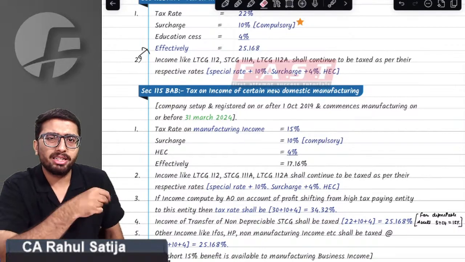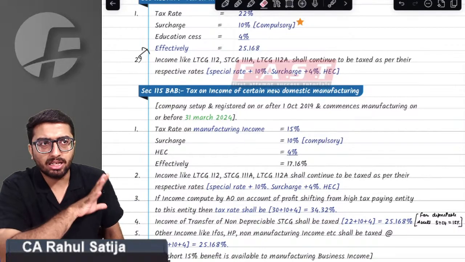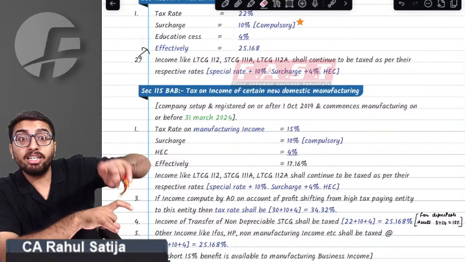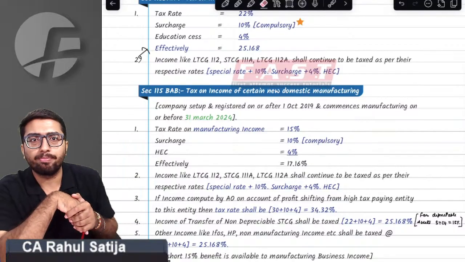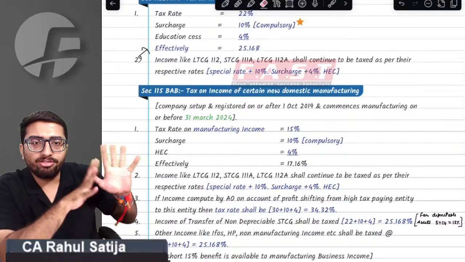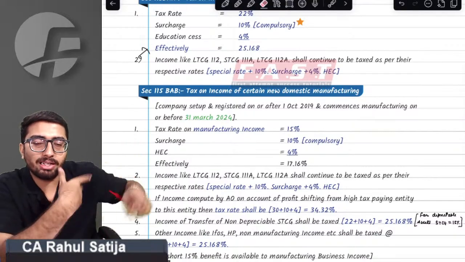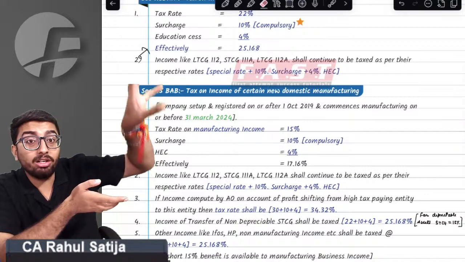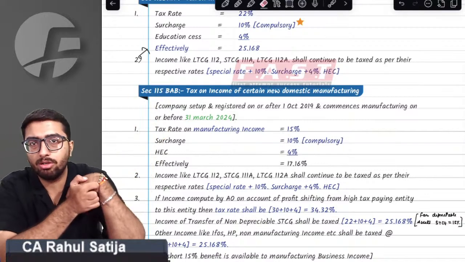If you have any kind of house property income, if you have any kind of interest income, then it shall be taxed at the rate 22% as per 115 BAA. This 15% benefit is only allowed in case of manufacturing concern and only for the manufacturing income. Okay, sir, we got it.